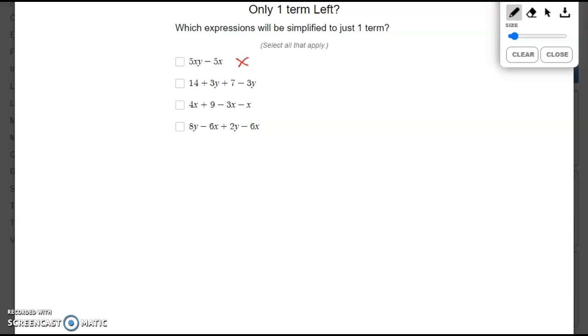14 plus 3y plus 7 minus 3y. Okay, well, 14 plus 7. What's 14 plus 7? That's 21. And then we have 3y, and remember, negative 3y. Remember that the negative symbol belongs to the number and the variable that comes after. So 3y minus 3y is actually plus 0. It comes to 0, and we don't even have to write the 0, do we? We can just write 21. So this one simplifies to just 21.